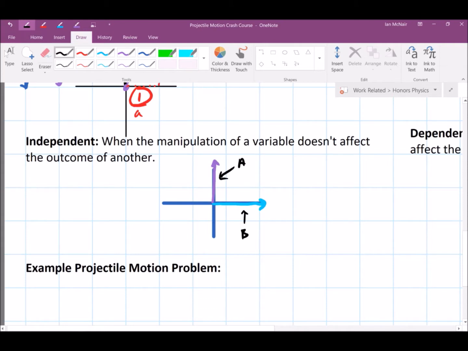However, let's say I had a vector A right here. We'll call this down one vector C. This is A and this is C. These two do affect each other because they're pointing on the same vertical axis. Whereas if I had, this is my vector B, if I had something like that, we'll call this D. These would affect each other.